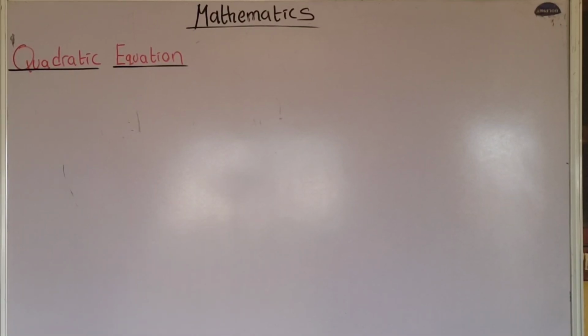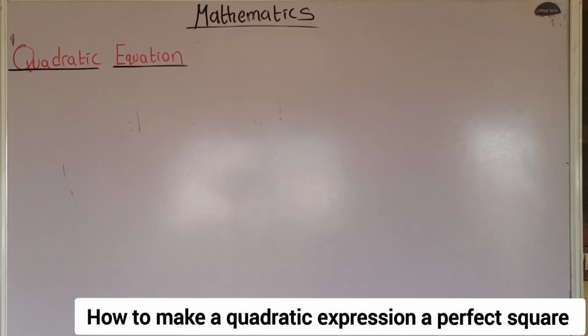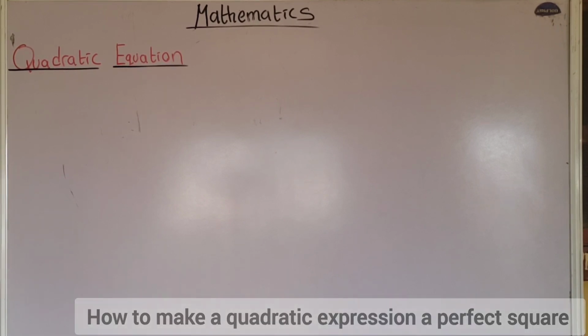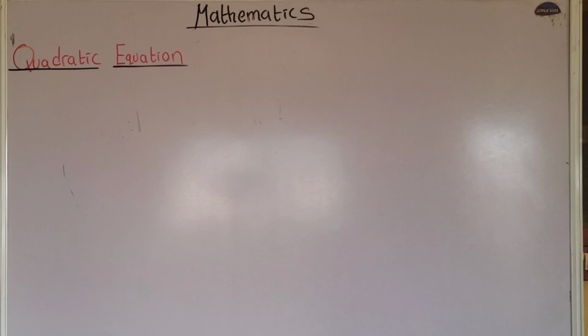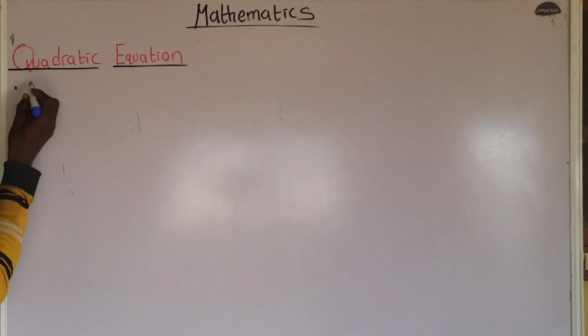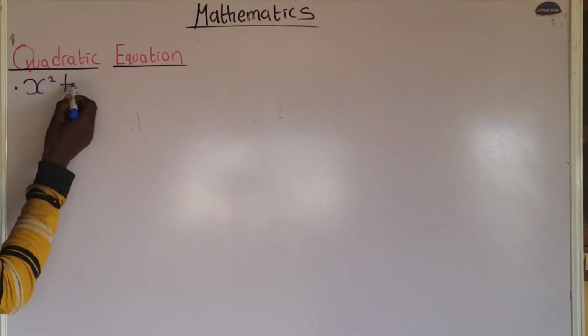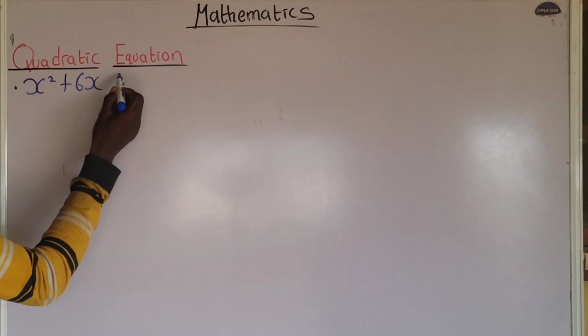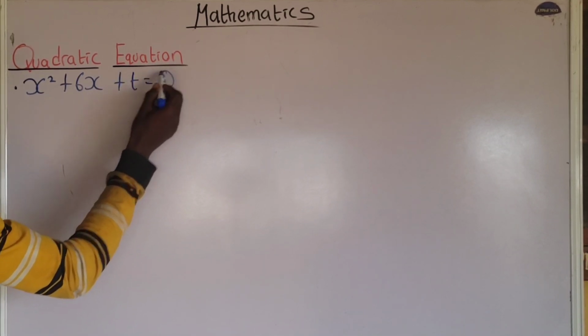In this class, we're going to learn how to make a quadratic expression a perfect square. Some quadratic equations just require a certain number to be added to them to make them a perfect square. For example, let's say we have x squared plus 6x plus t equals 0.